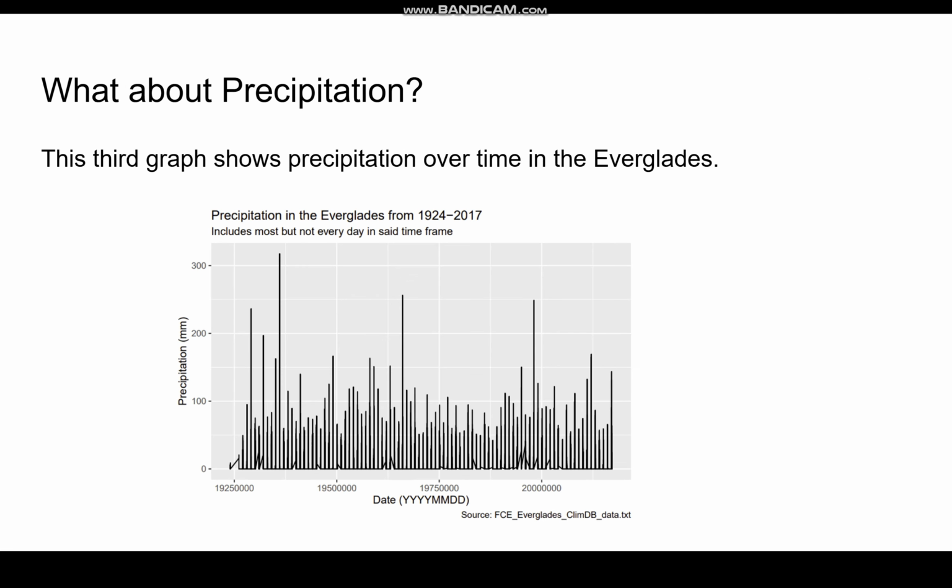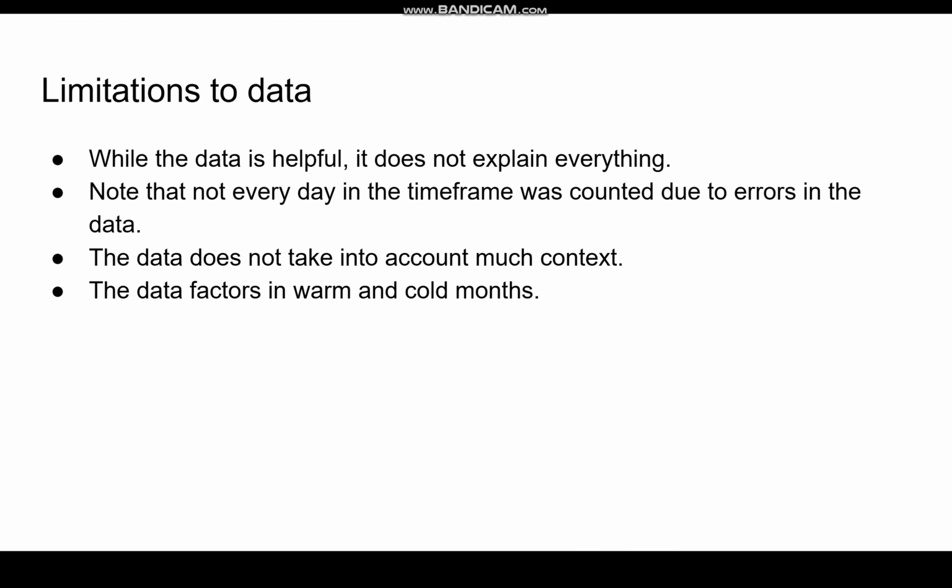So, before I get to my interpretation of the data, there are some limitations that I feel are important to address. The data is helpful. It is also not an explanation for everything. It's not saying because I see this, this is happening. I'm not trying to necessarily prove something here. This is an objective observation. And again, I just want to really hammer this point home: not every single day in the time frame was counted. There were some errors in the original data collection, so I did omit the flagged days.